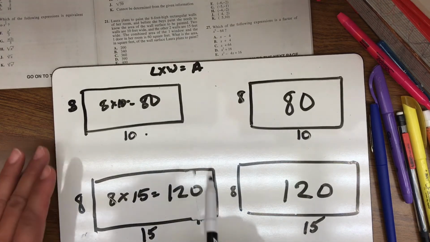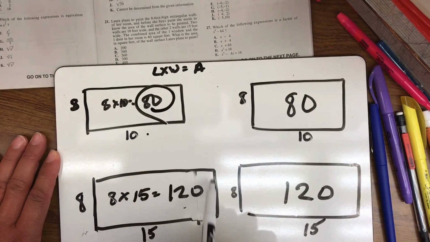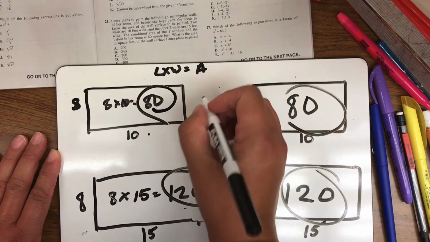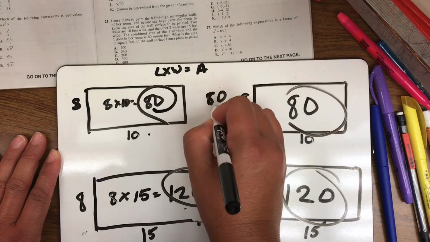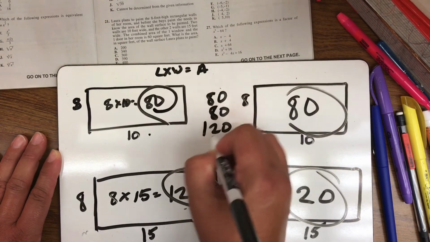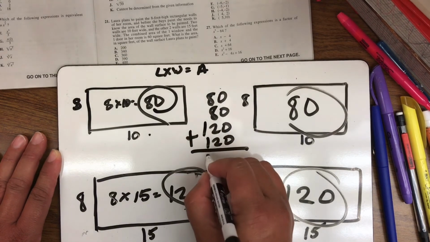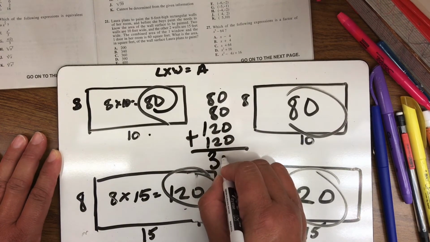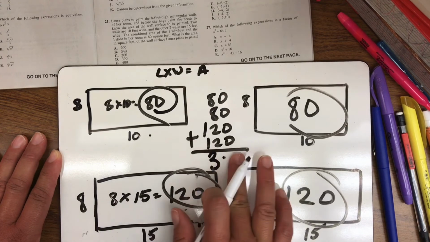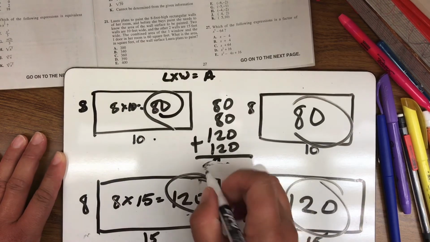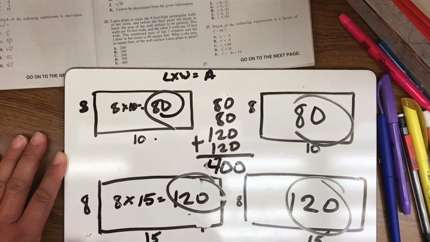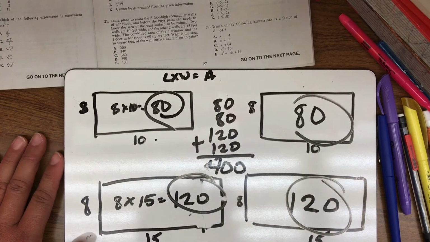So first of all, I'm going to add all the numbers I already had, right? So that's 80 plus 80 plus 120 plus 120. And that gave me 400. If I add those up, it equals 400.